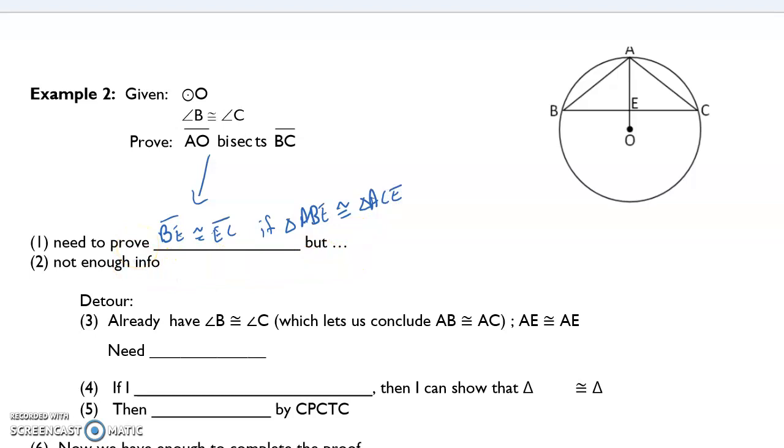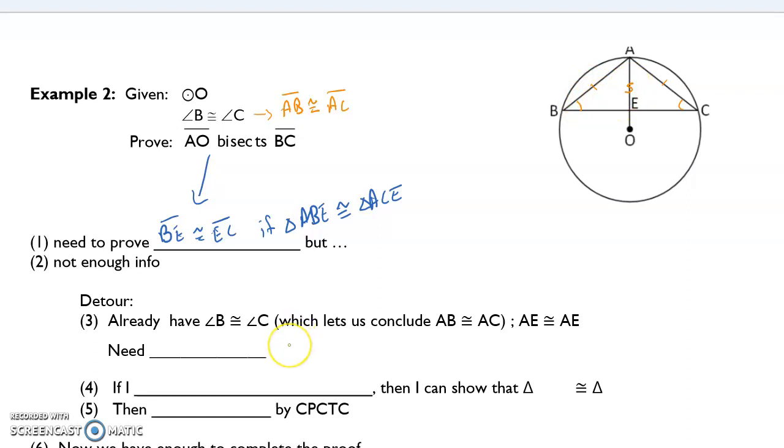How do I know that? Well, I know it's a circle. I know angle B is congruent to angle C, and these are isosceles triangles, so that allows me to conclude that segment AB is congruent to segment AC. I know I have the reflexive property, but that's all I know. And this is angle side side. That doesn't work.